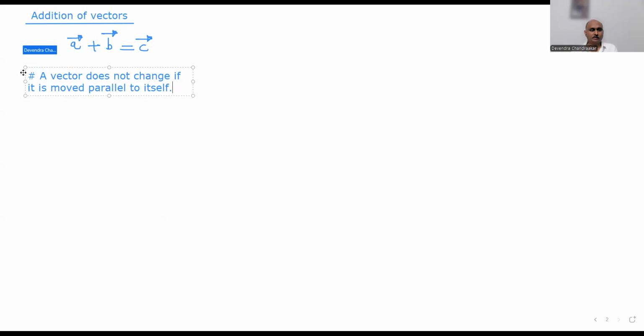A vector does not change if it is moved parallel to itself. This is very important to understand addition of vectors. So this is a vector. When you move it parallel to itself, is the direction changing? No. Is the magnitude of the vector changing? No. So always remember, a vector does not change if it is moved parallel to itself. I hope I am clear to all of you. Yes or no? Now I have two vectors, A and vector B. And let's say these are the two vectors which we have.